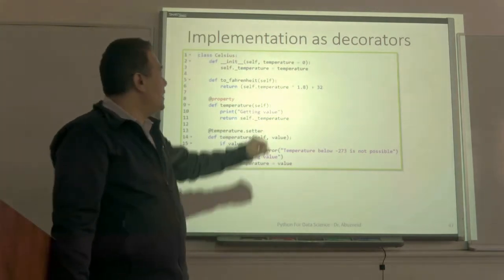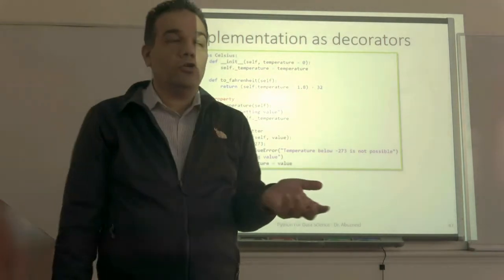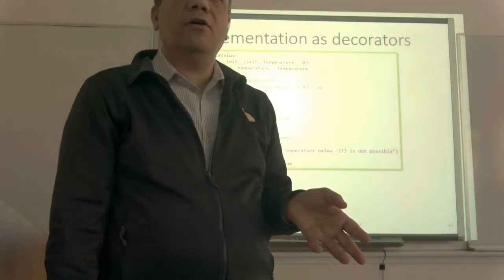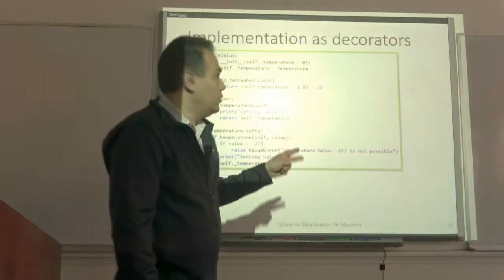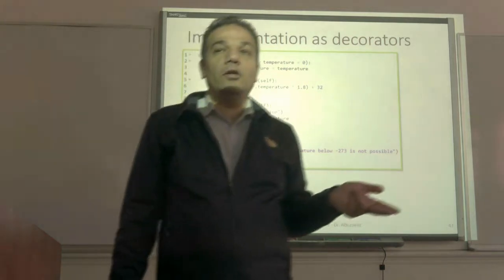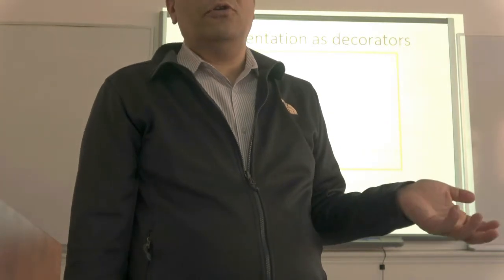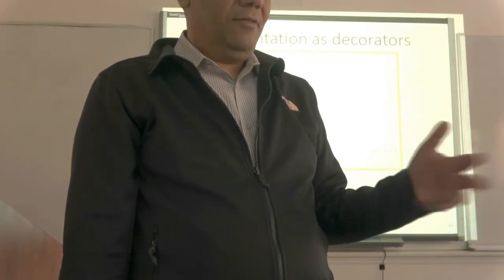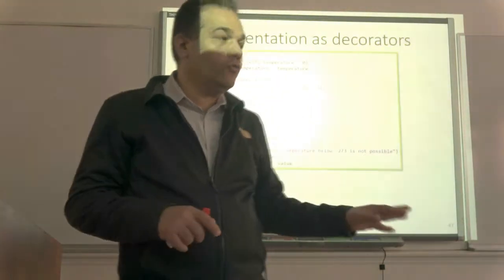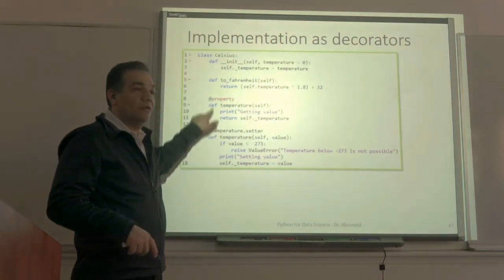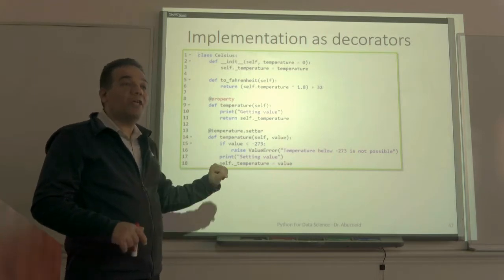Now, how many attributes do I have here? One. What's the name of this attribute? Temperature. How many setters and getters do I have to have? One setter and one getter. Let's say I have two attributes. How many setters? Two. How many getters? Two. Let's say I have 20 attributes. How many setters will I have? So you see how many lines you saved just by using the property, and how much more readable you made the code.